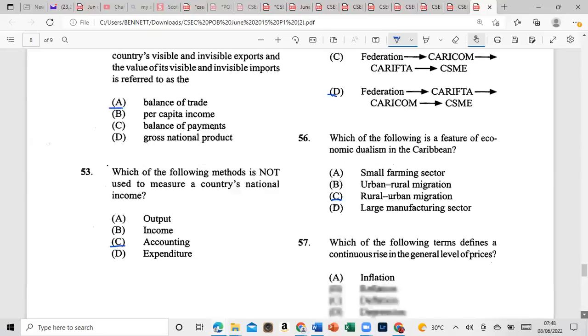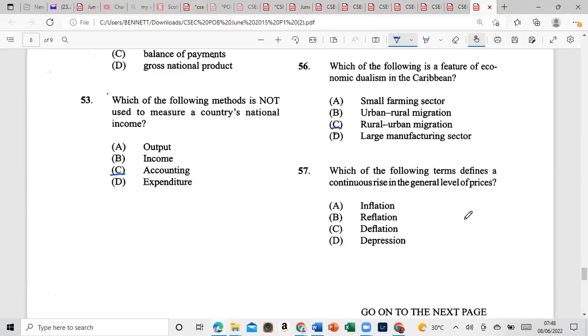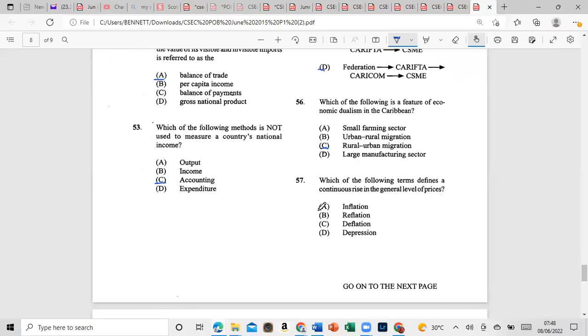Let's move on to 57. Which of the following terms defines a continuous rise in the general level of prices? Is it A, inflation, B, reflation, C, deflation, or D, depression? And that would be inflation.